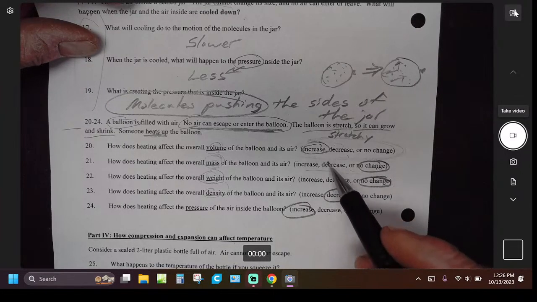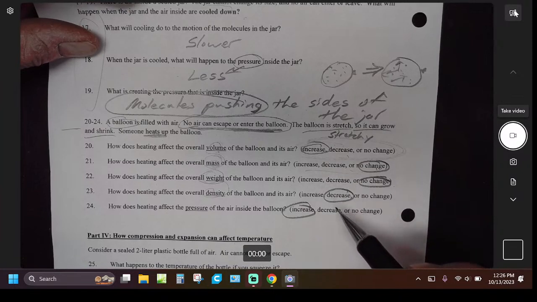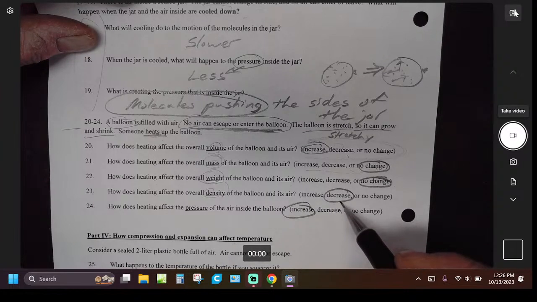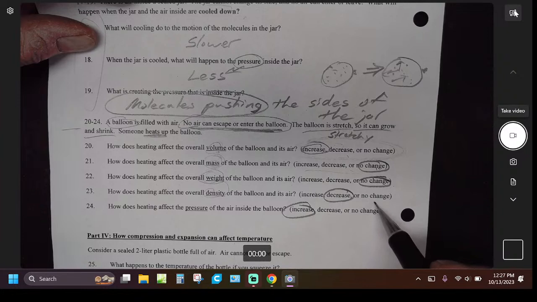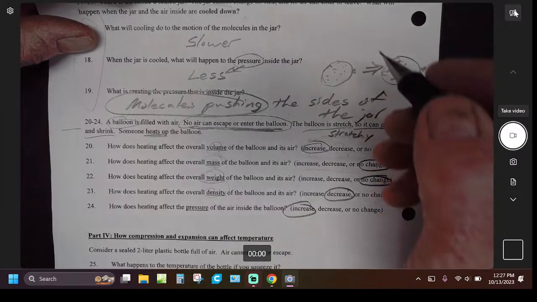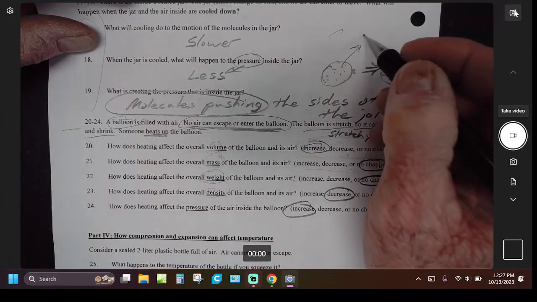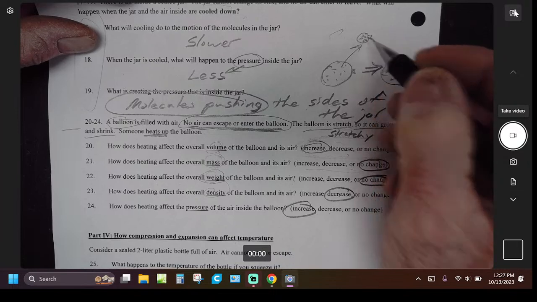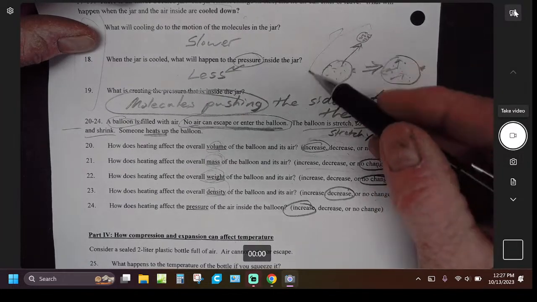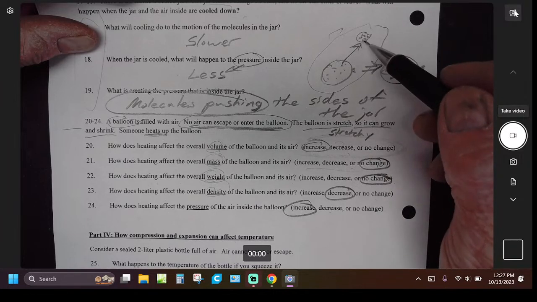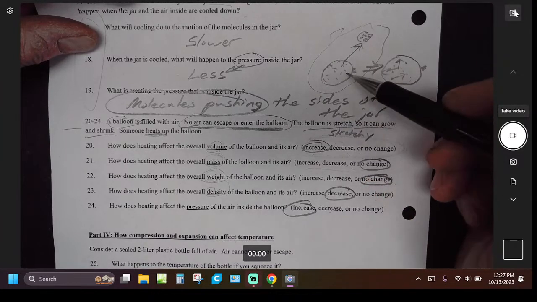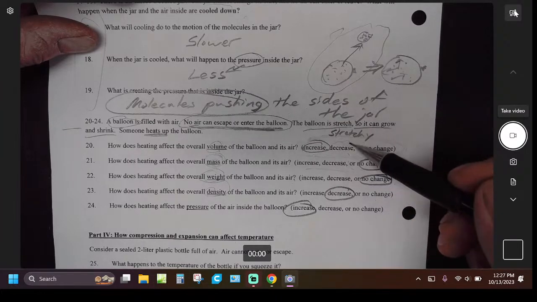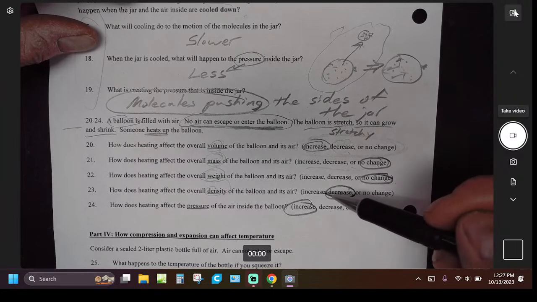And then the next, if you cool this balloon off and it gets smaller and it has the same amount of mass, what's going to happen to the density? Increase, decrease, or no change? Is it going to be more crowded inside or less crowded? It's going from a balloon like this to a smaller balloon like that, with all that stuff still in it. Is that getting more crowded or less crowded? It's getting more crowded. So if you put it in the freezer, the balloon's going to decrease volume, keep the same mass, keep the same weight, increase density.